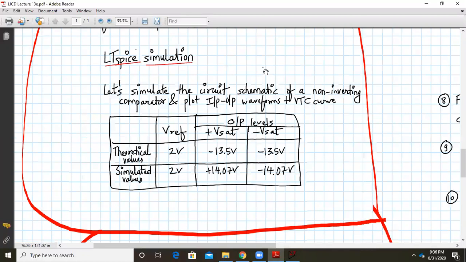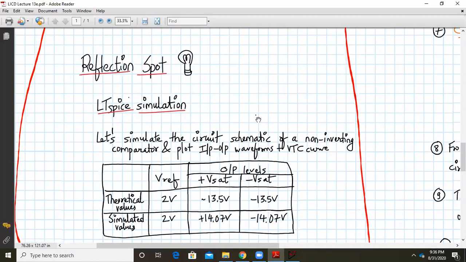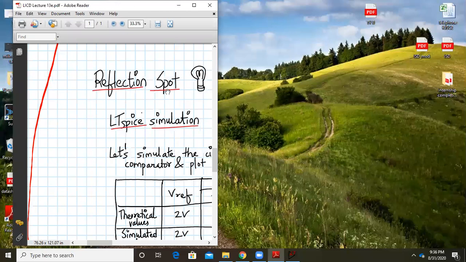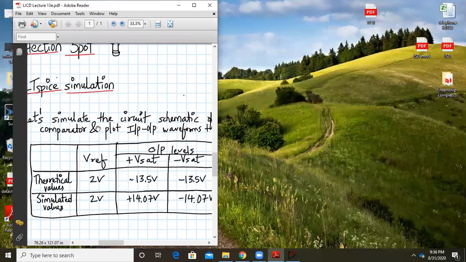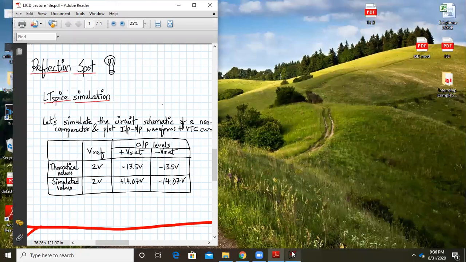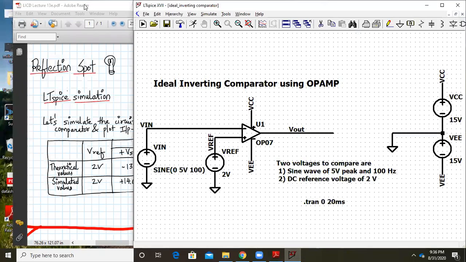Now let's get back to the reflection spot. In the reflection spot, we will stop our OneNote PDF and switch over to LTSpice simulation, wherein we'll simulate the circuit schematic of an inverting comparator. Here it is written non-inverting by mistake. It's an inverting comparator, and we plot the input, output and the VTC curve. So here it is. It is ready.